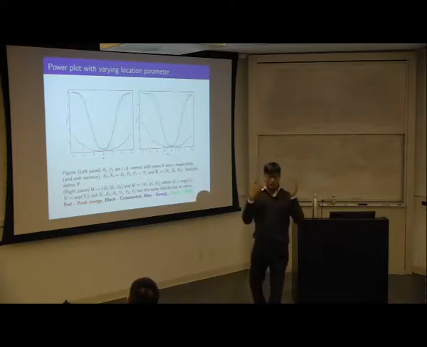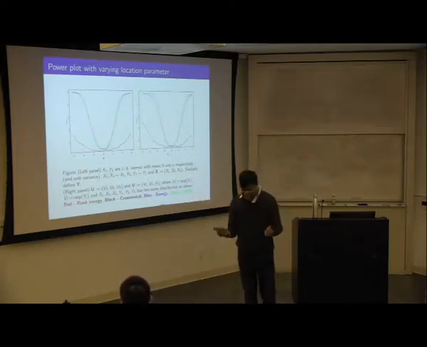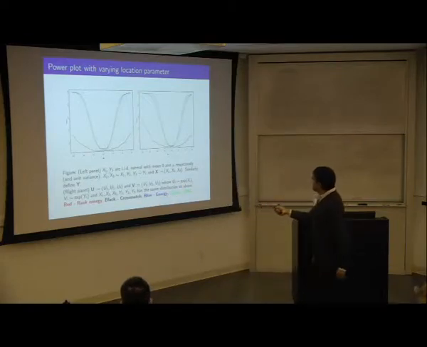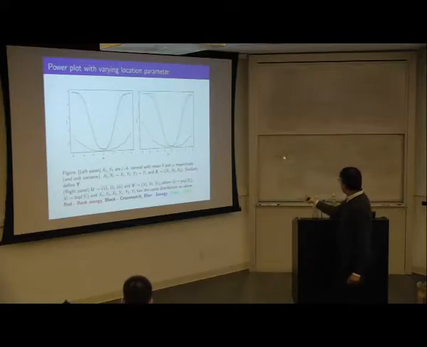Like the Wilcoxon rank sum test is slightly worse than the t-statistic when the data is normal. And now what you do is that you replace the normal with log normal.